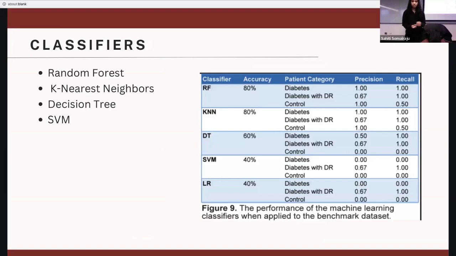Some of the machine learning models that we were using are random forest, k-nearest neighbors, decision tree, and support vector machines. The screenshot you're seeing here on the right is what was put in the grant. It's showing the performance of these classifiers when applied to a benchmarking data set, and that's why we decided to use these for this current project.